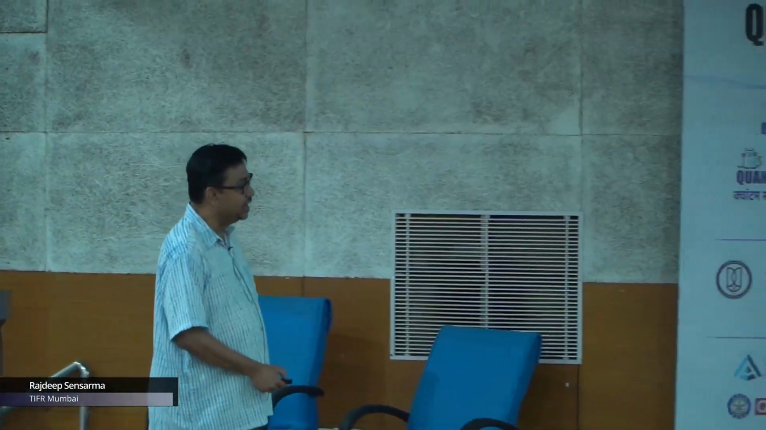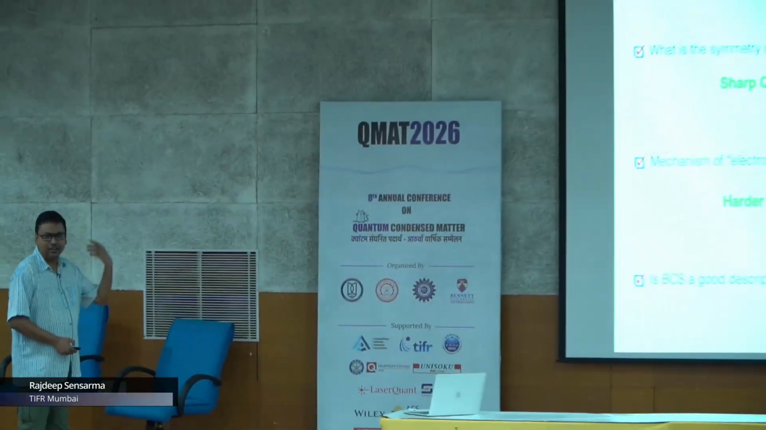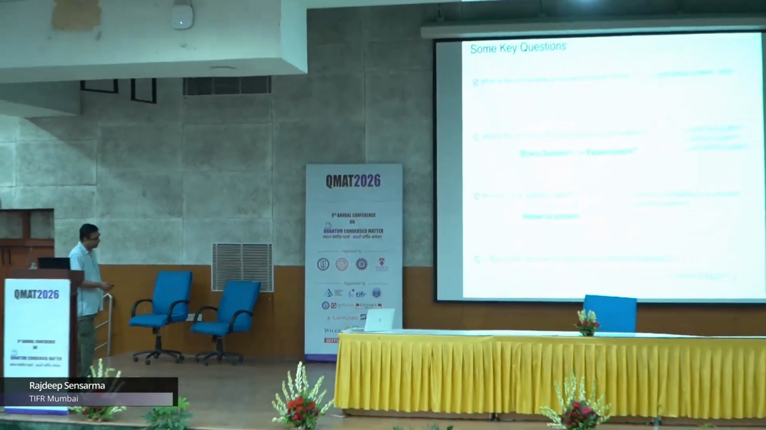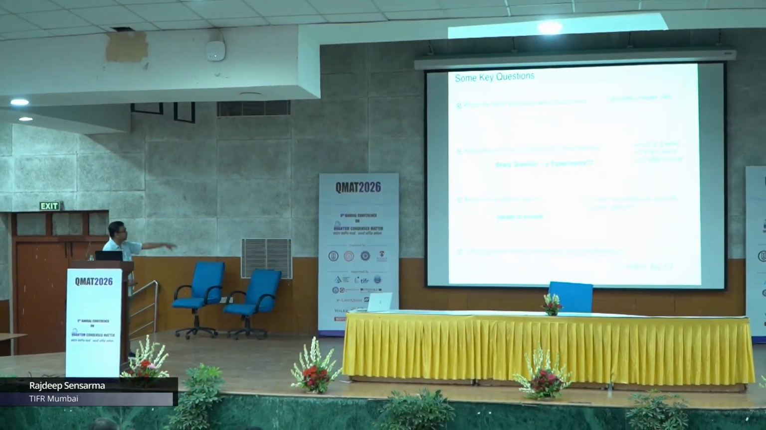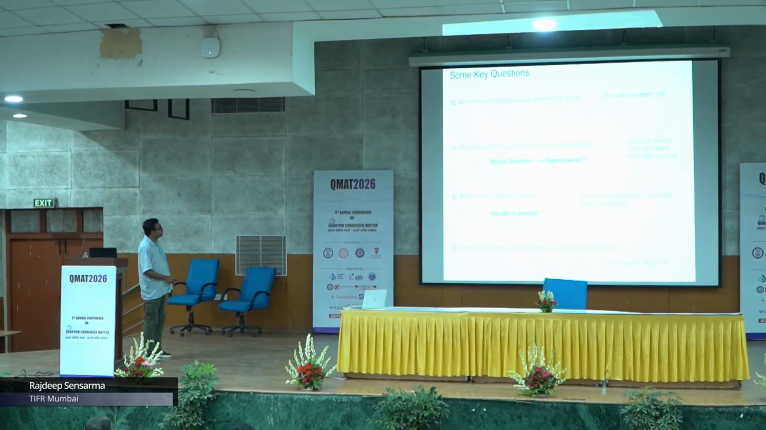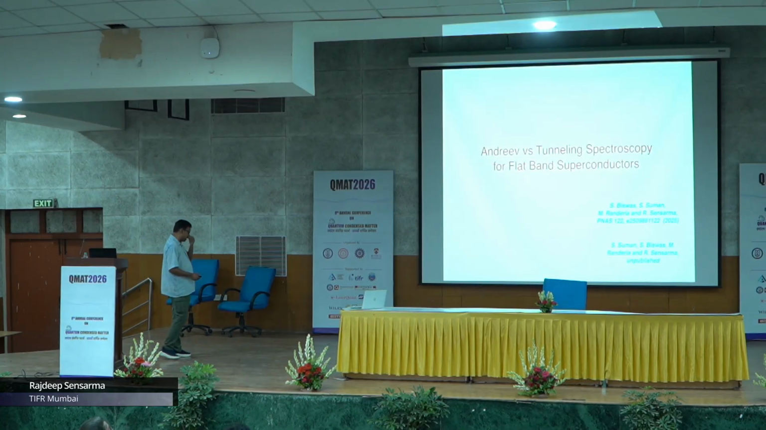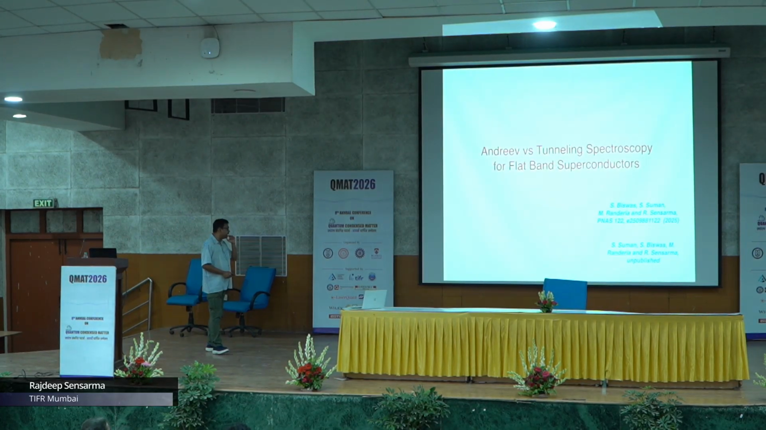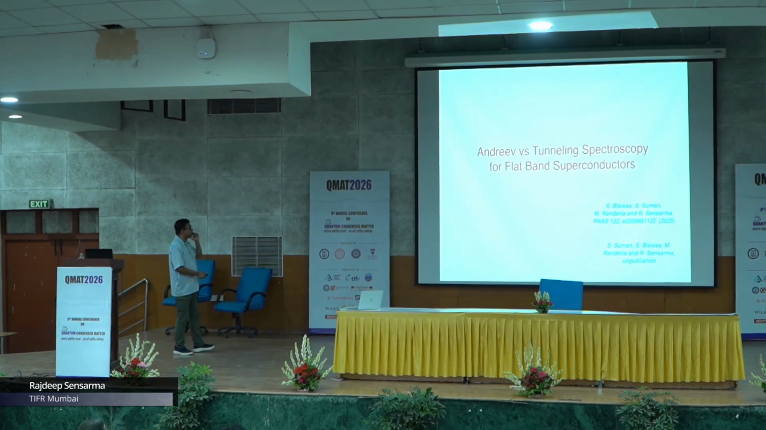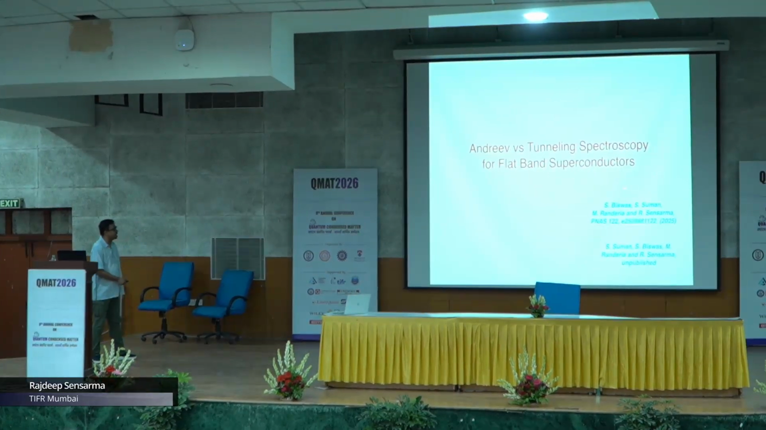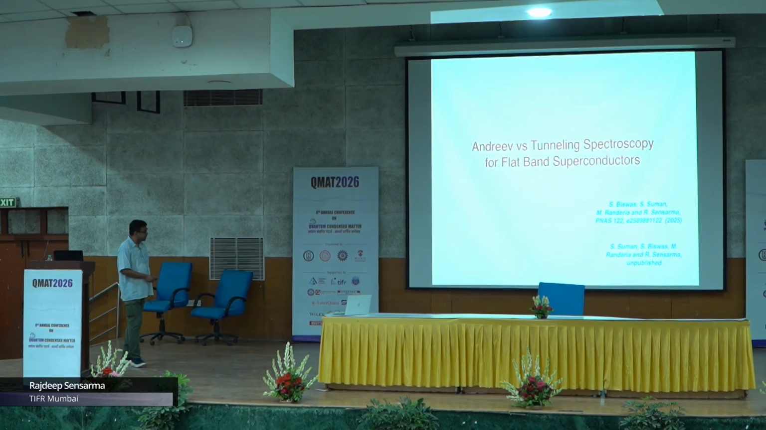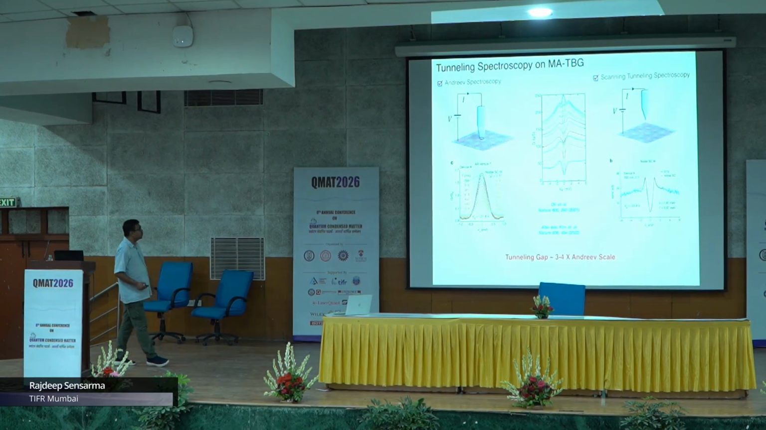And again, since the scales are similar, you will see that if you calculate k_F times the coherence length, it's order 1. I mean, it depends on how much. So there are some key questions to keep in mind. And with this, I will turn to the actual paper. In the first part, we will talk about Andreev versus tunneling spectroscopy for flat band superconductors based on these two papers. Okay, so what's the deal?